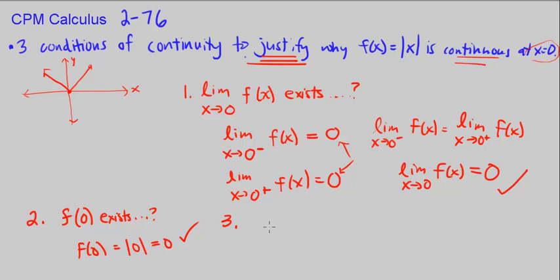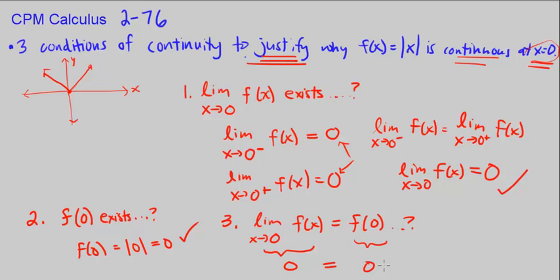So condition 3 says that the limit as x approaches a, well, here we're looking at x equals 0, so as x approaches 0 of f(x), does it equal f(0)? So does it? Well, we know that the limit as x approaches 0, so we know that the left side here is equal to 0. We just did that in part 1, and the right part here is equal to 0. So these are equal.